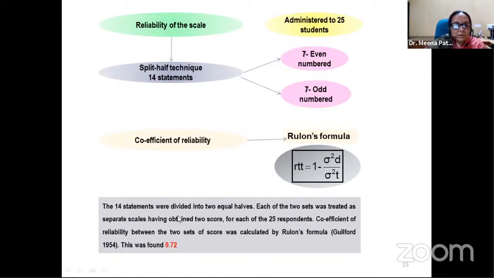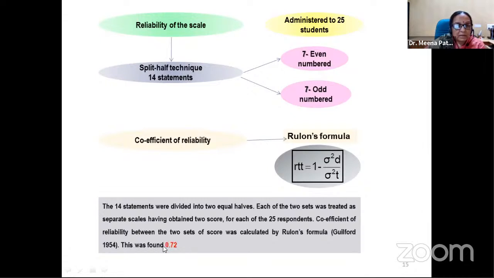So when the 14 statements were divided into 2 equal halves, each of the 2 sets was treated as a separate scale, having obtained 2 scores for each of the 25 respondents. The coefficient of reliability between the 2 sets of scores was calculated by Rulon's formula, given by Guilford, and this was found to be 0.72. So it is a highly reliable scale.